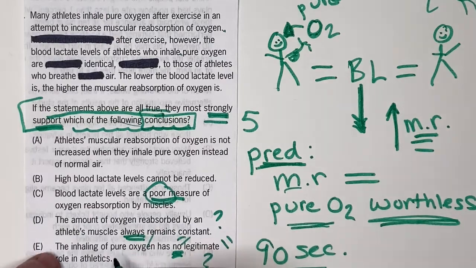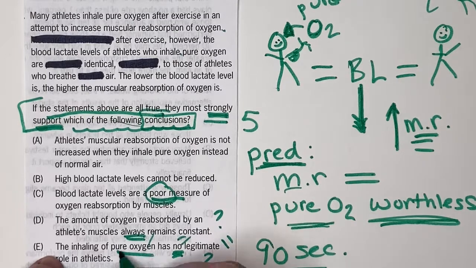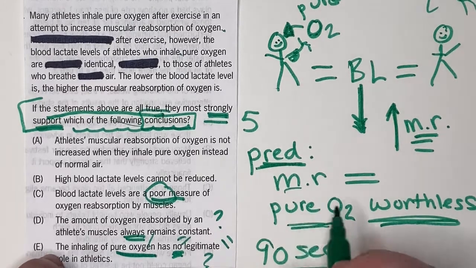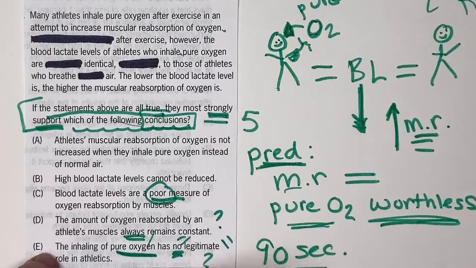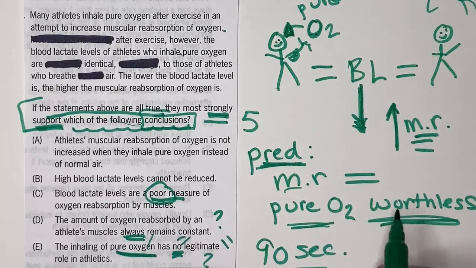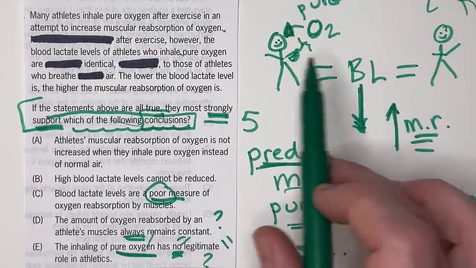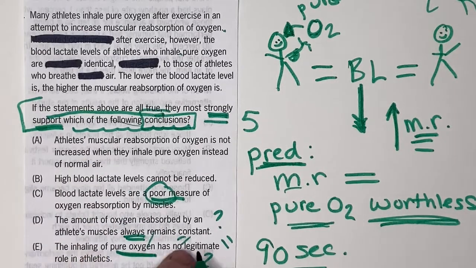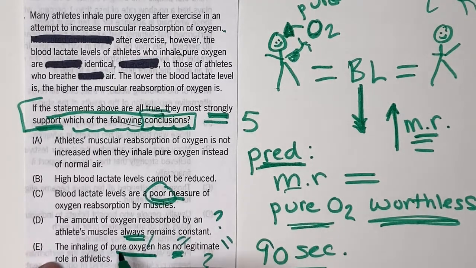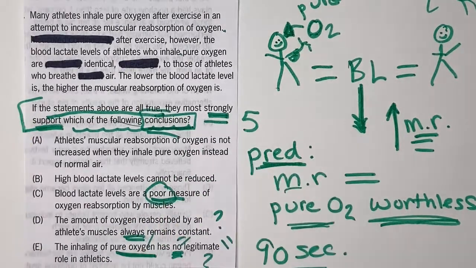This, I think, might be an attractive answer choice because it has a strong opinion, and because it has a negative opinion on pure oxygen, and we said that pure oxygen was worthless. But to go from saying that it was worthless in the comparison between these two people, and that therefore that means it has no legitimate role in all of athletics, that's a huge extrapolation. So overly generalizing conclusions are typically not going to be correct for a conclusion question. Therefore, our correct answer here is A.